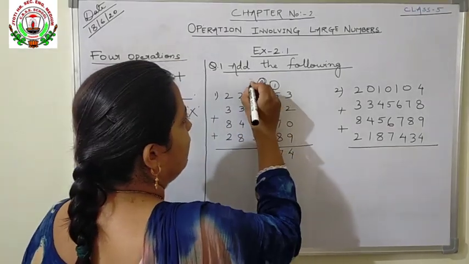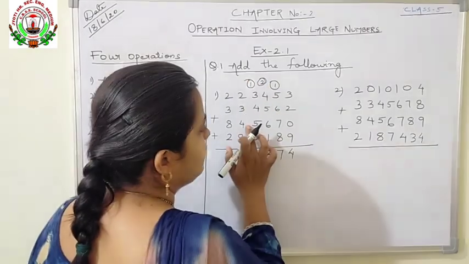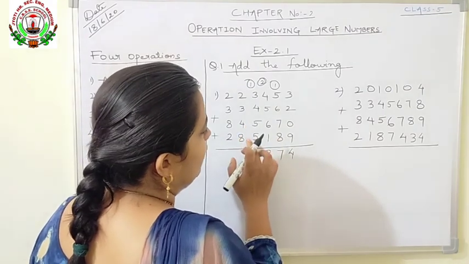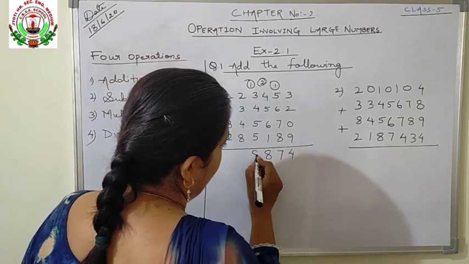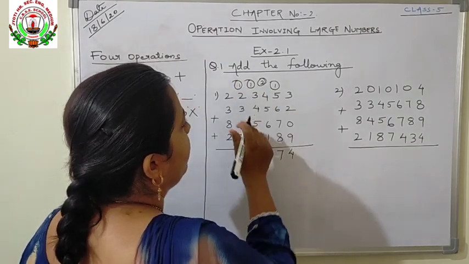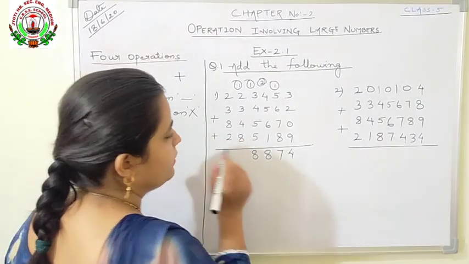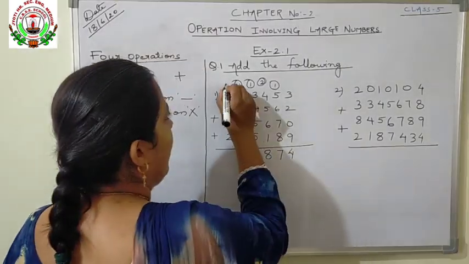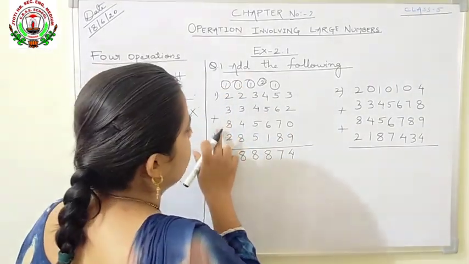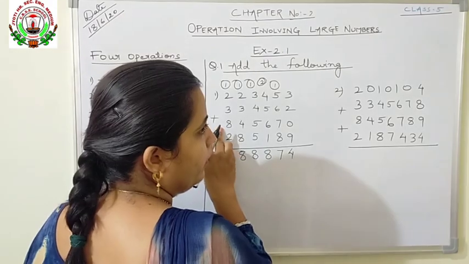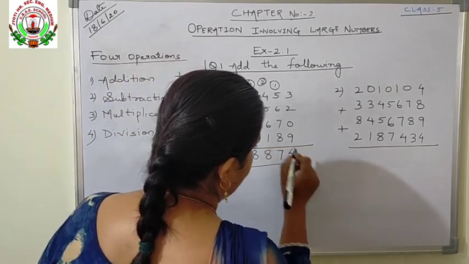8 carry 1. 3 plus 1 is 4. 4 plus 4 is 8. 8 plus 5 is 13. 13 plus 5 is 18. 8 carry 1. 2 plus 1 is 3. 3 plus 3 is 6. 6 plus 4 is 10. 10 plus 8 is 18. 8 carry forward 1. 2 plus 1 is 3. 3 plus 3 is 6. 6 plus 8 is 14. 14 plus 2 is 16. 16. So this is your answer.